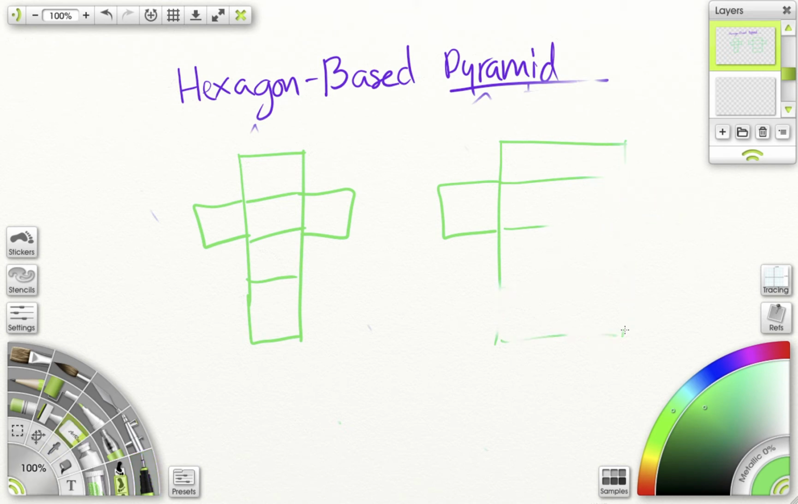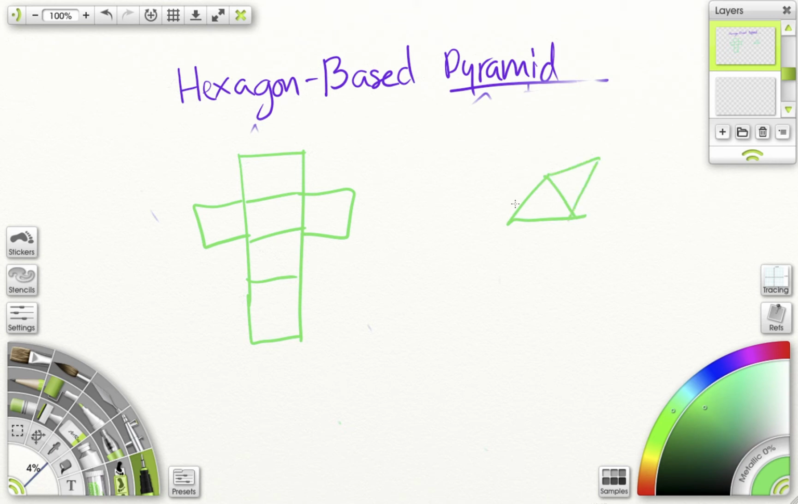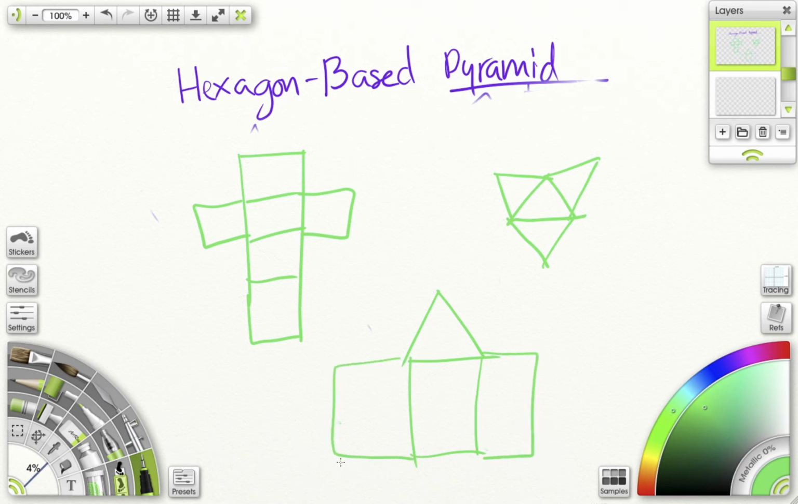Another is, what about a triangular prism? A triangular prism could look something like this. Or a triangular pyramid. A triangular prism would look something like this. It would have one triangle on each side and a bunch of rectangles, whereas a pyramid would just be made up of only triangles.